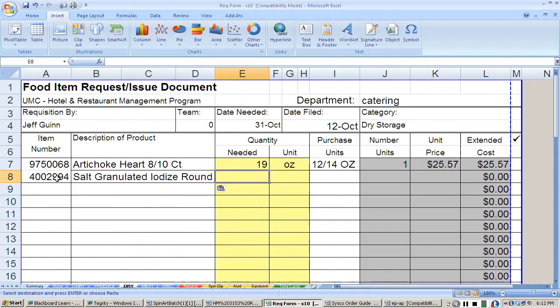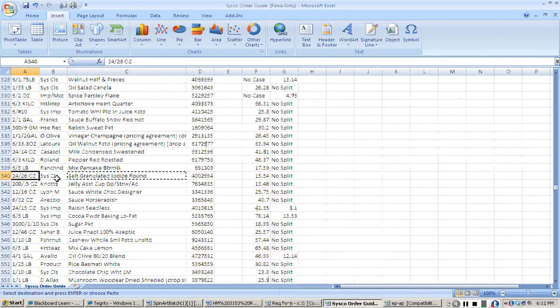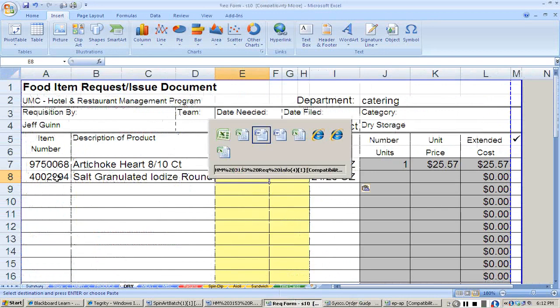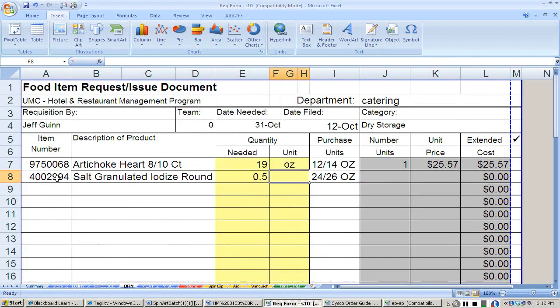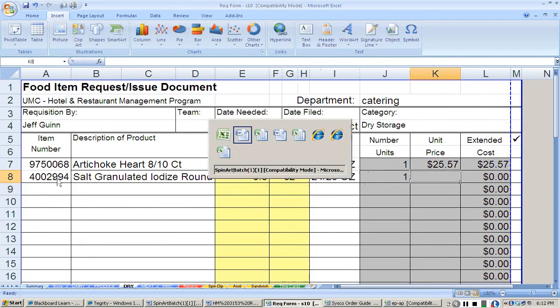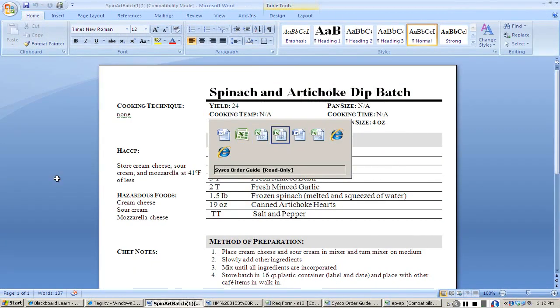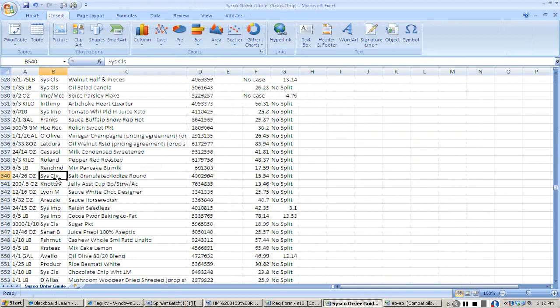So we copy and paste the salt. Control-C, Control-V. It's to taste, I believe, for this recipe. Since it's to taste for salt and pepper, I'm going to have, what, like 0.5 ounces. So we'll buy one, and the price for that one is what? $15.54.